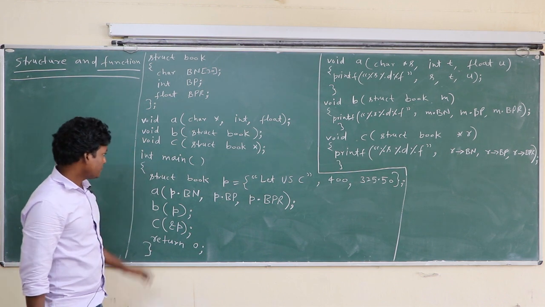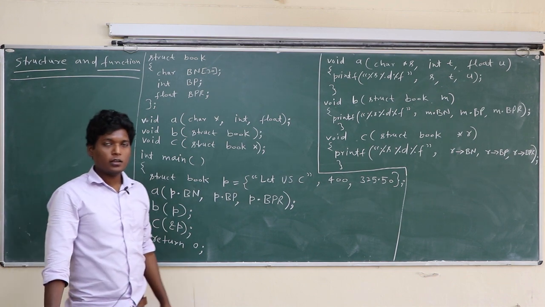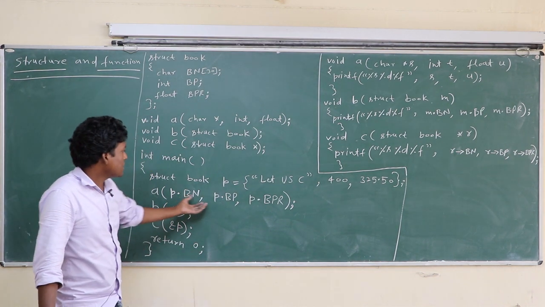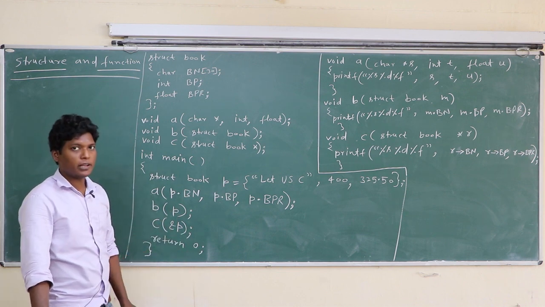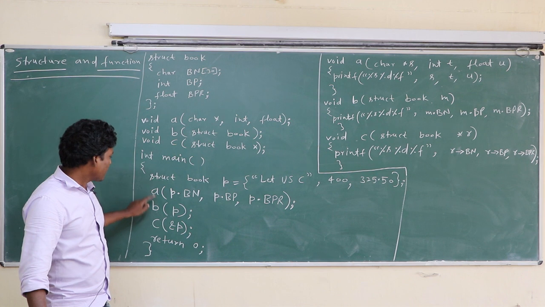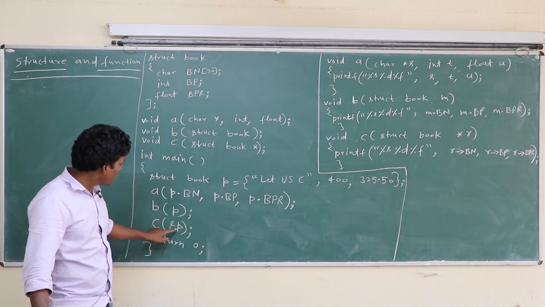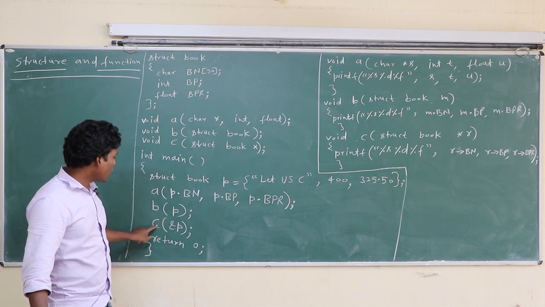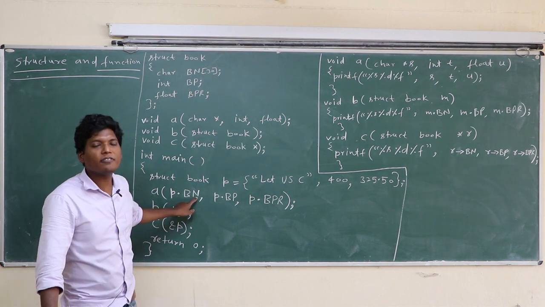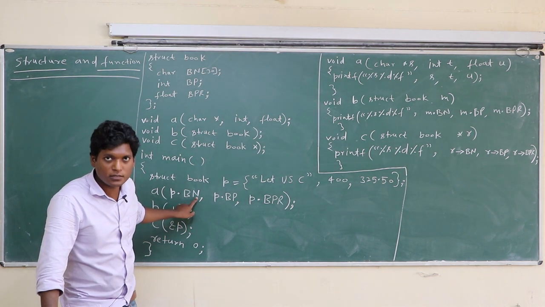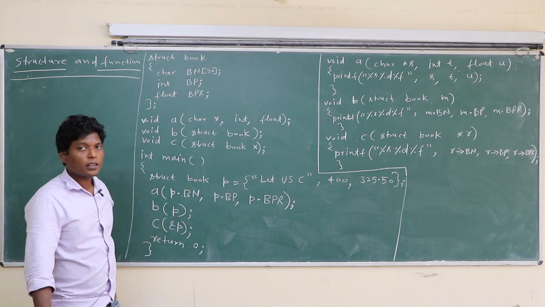So class, you can see here functions A, B, C are called by passing the structure elements, by passing the structure variables, and by passing the address of the structure variable. So this is call by value, and this is call by reference because the address is passed here. This is call by reference, this is call by value, and this is a mix of call by value and call by reference. Okay? I am going to describe this.